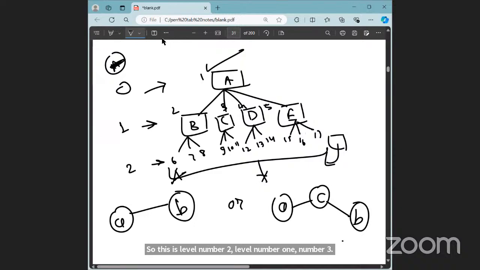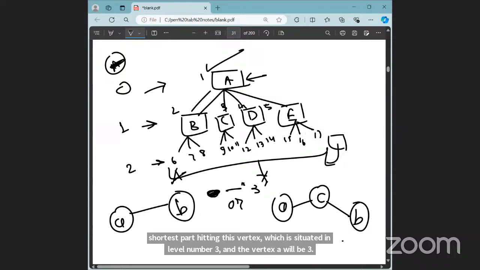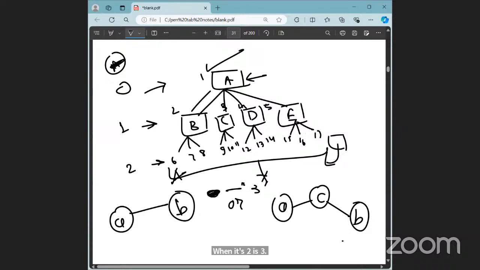But if I go to level number 3, then the shortest path between this vertex situated in level number 3 and the vertex A will be 3: 1 edge, 2 edges, 3. So using this restriction that the path between any two vertices has length at most 2, we can answer that there can be at most 17 vertices. The answer is given by k squared plus 1, where k is the degree, whatever it will be, we can answer it.